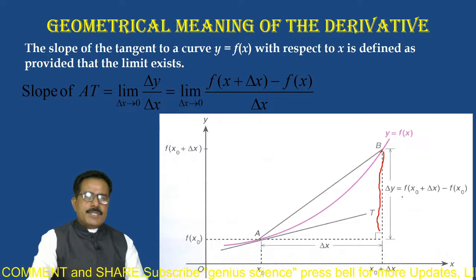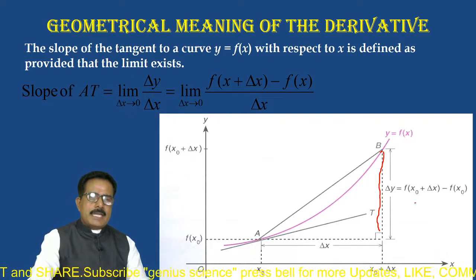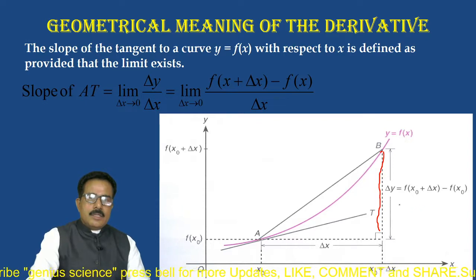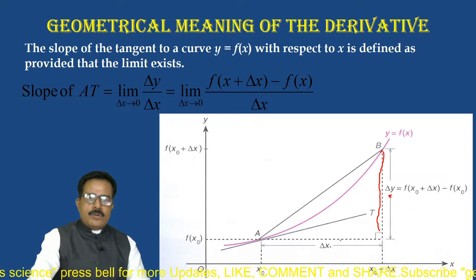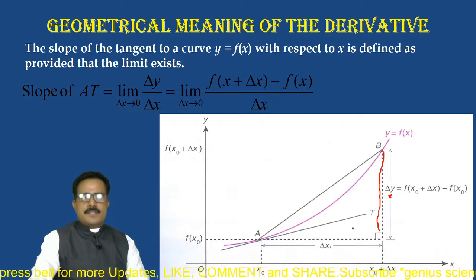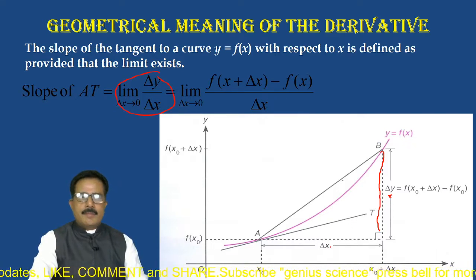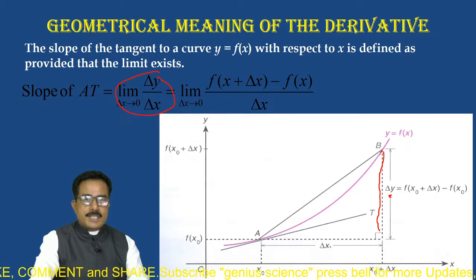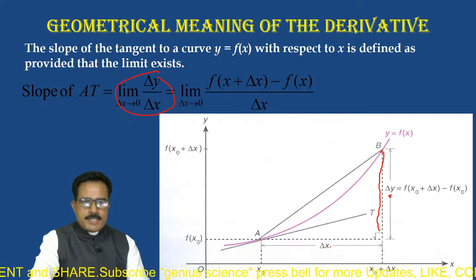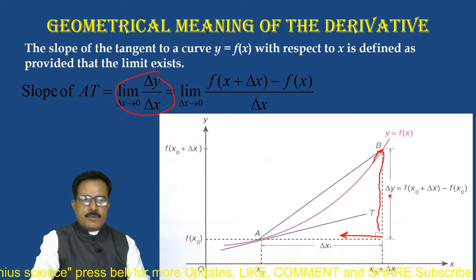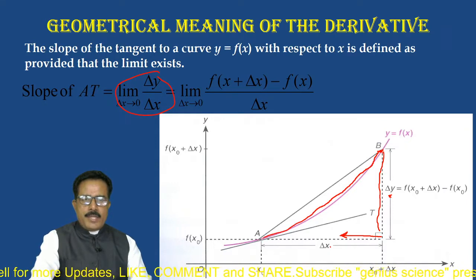Delta y, which is given by f of x0 plus delta x minus f of x0. Now, we have to find the value of delta y by delta x in the form of this definition. Means we have to change this graph. As delta x tends to 0, this value tends to nearer 0. This means this point goes nearer and nearer to A.